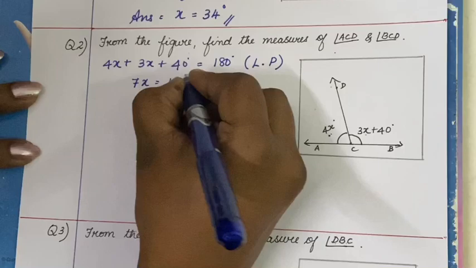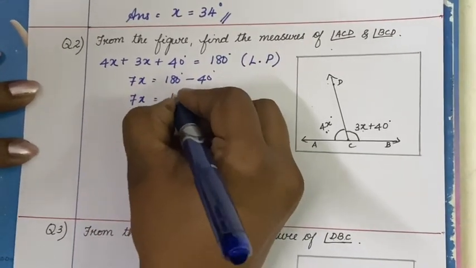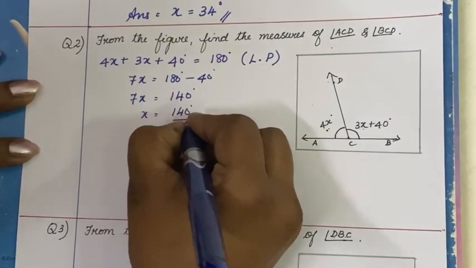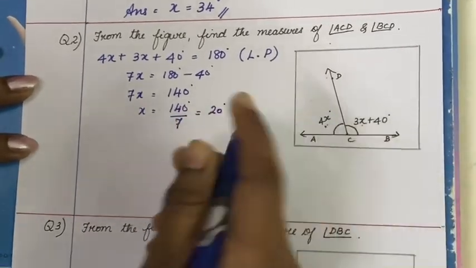Here it is 180 degree minus 40 degree. So 7x is equal to 140 degree. X is equal to 140 divided by 7, which is equal to 20 degree. So we've got x is equal to 20 degree.